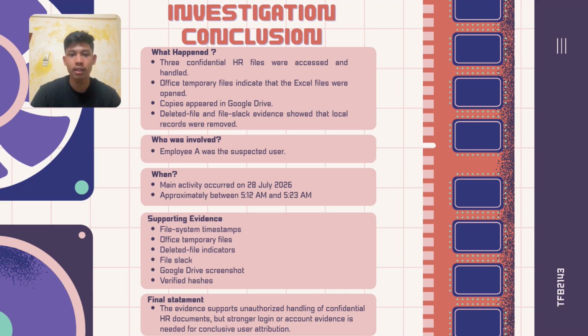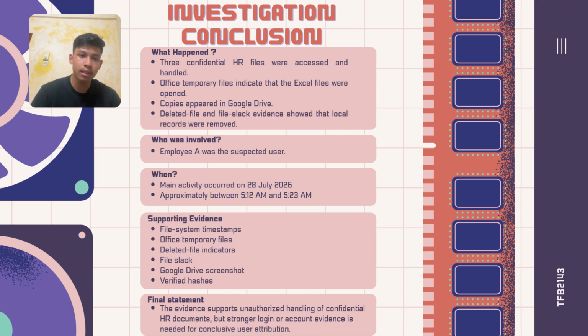The main file activity occurred on 28 July 2026, mainly between approximately 5:12 a.m. and 5:23 a.m. Employee A was identified as the suspected user in the investigation plan. However, the available screenshots do not provide enough login or account evidence to conclusively prove that the employee was physically operating the device. Therefore, the safest conclusion is that confidential HR documents were accessed, copied to cloud storage, and some local records were later deleted.